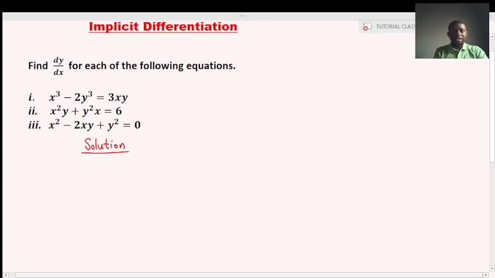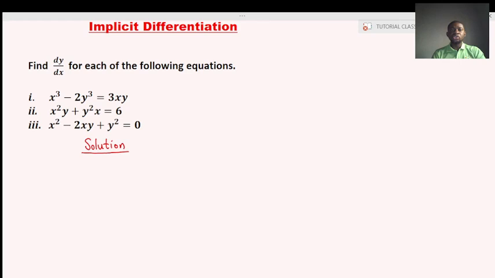Hello, this is a problem on implicit differentiation. So we are given these functions to differentiate with respect to x. First thing, what type of function is this, where we have x and y all together in the equation? This is called an implicit function. What is an implicit function?